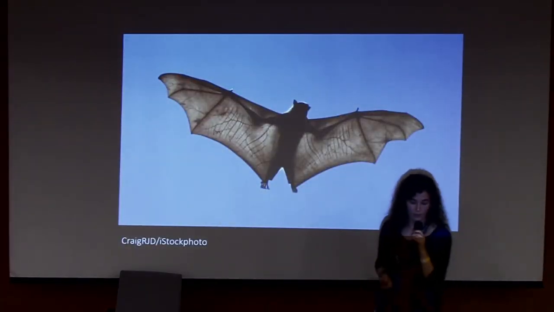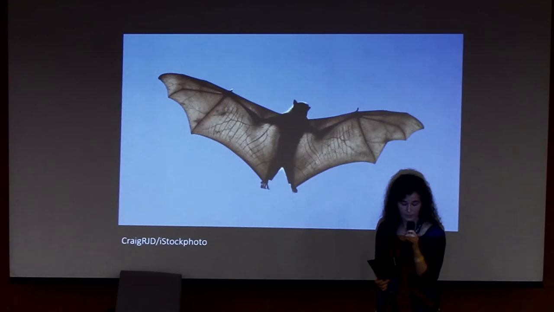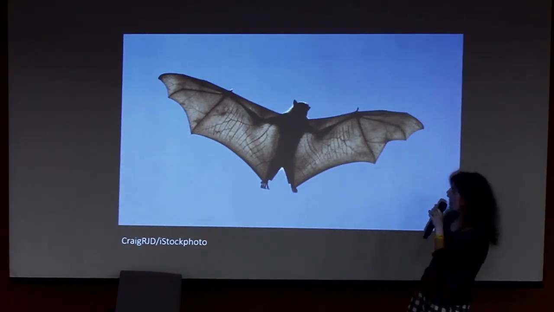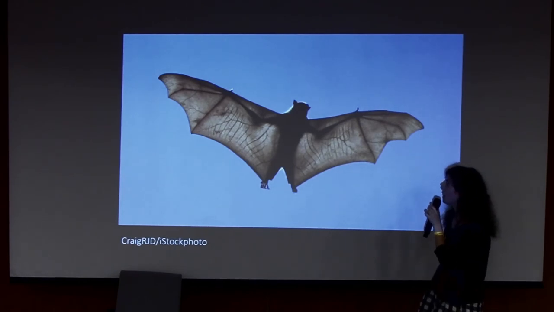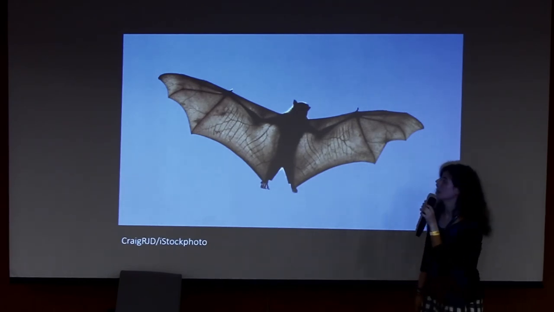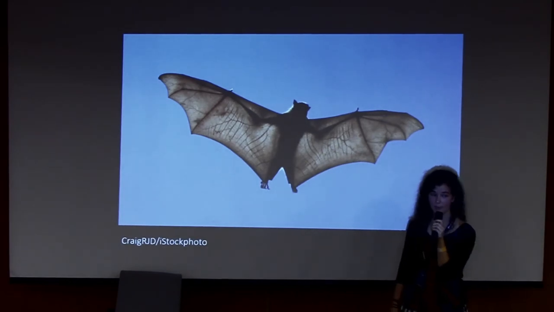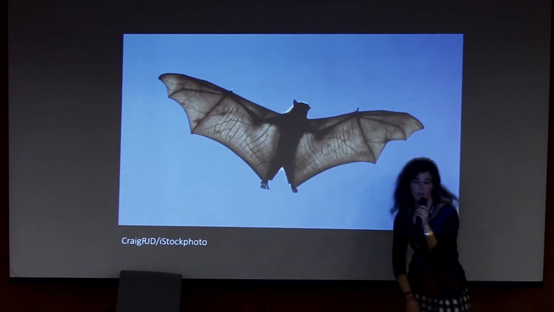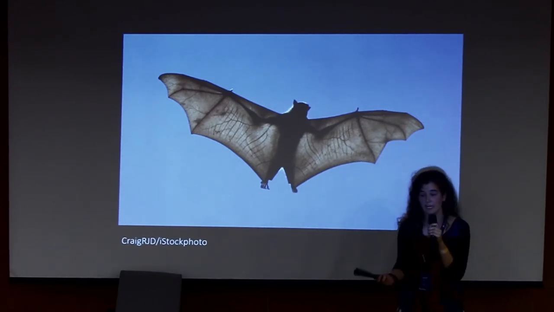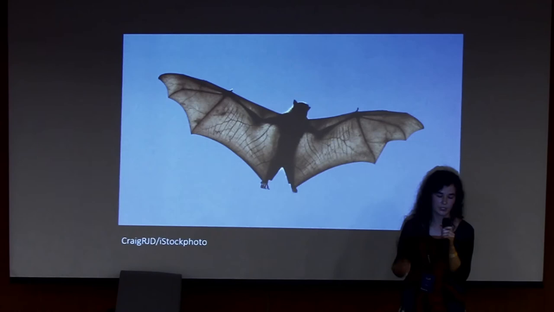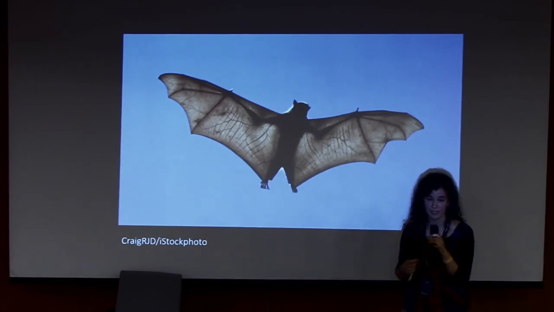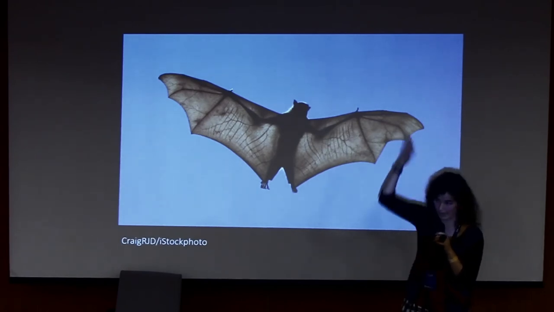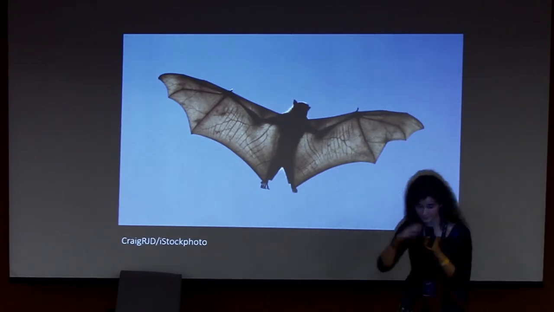And the other solution is to have a big skin membrane with a lot of blood vessels to evaporate the heat. So bats and pterosaurs most likely both used these big blood vessels in the wings. Also, desert animals like desert hedgehogs or desert foxes all have big ears with lots of blood vessels to help evaporate the heat.